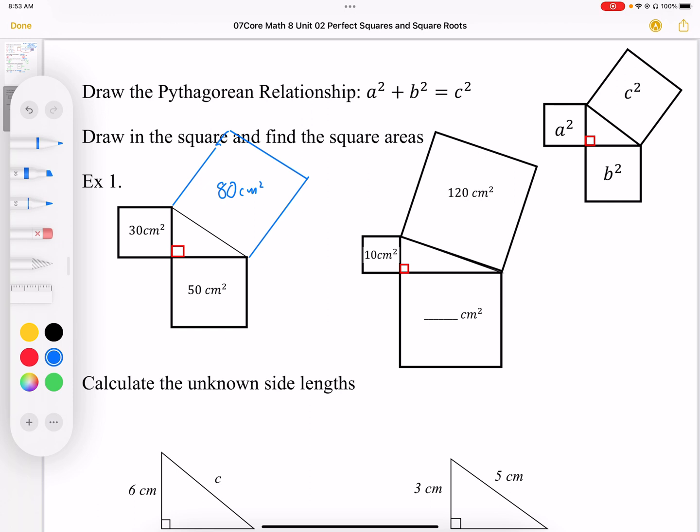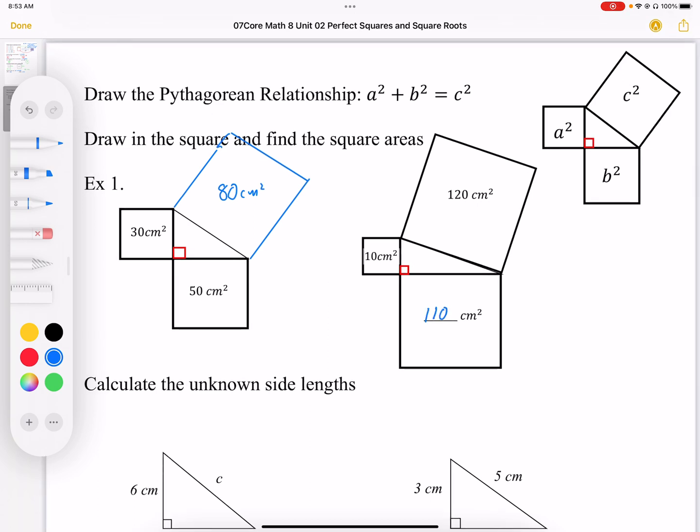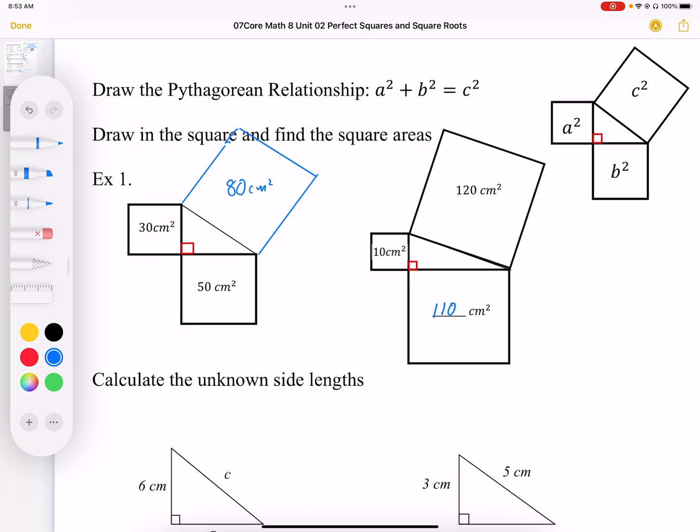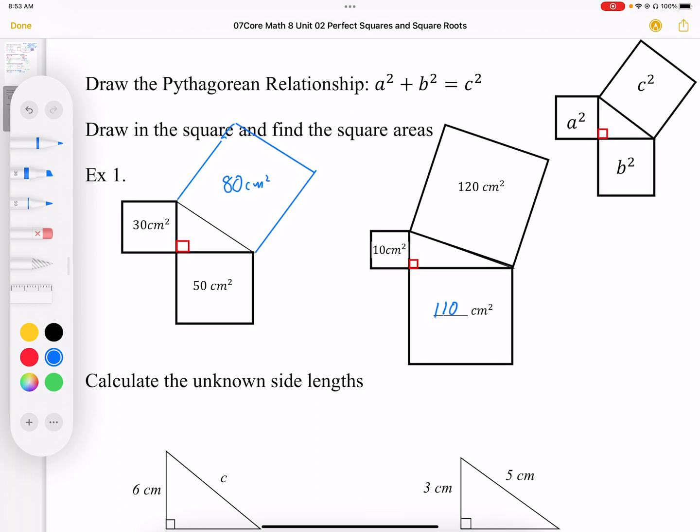For this next problem, we have the big square, the diagonal square, is 120 centimeters squared. The small square is 10 centimeters squared. The square at the bottom has to be the difference. So since the two smaller squares add up to the bigger square, we're going to take away 10 centimeters squared from the bigger square. And that gives us, for the bottom square, 110 square centimeters that make up that area.